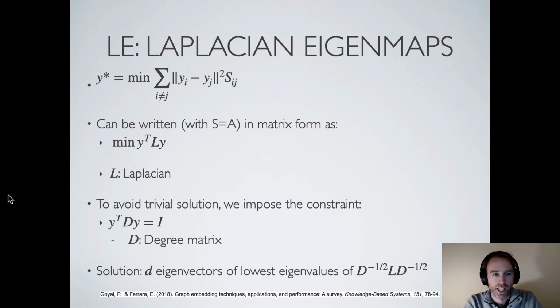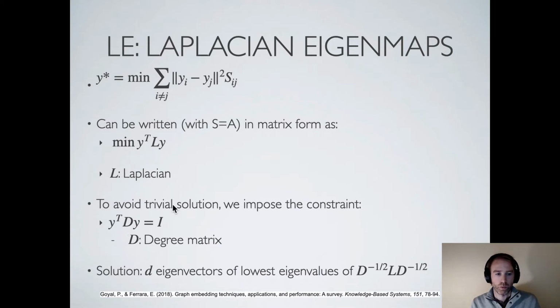So a question you might ask is how to actually find this solution. I won't go into the details in this class, that's not really the topic, but just to give you an example, this is how to find the solution to the Laplacian eigenmap in an efficient way. If we take the adjacency matrix as a similarity matrix, then you can write the problem to solve in matrix form in this way, using the Laplacian that I defined in one of the first classes.